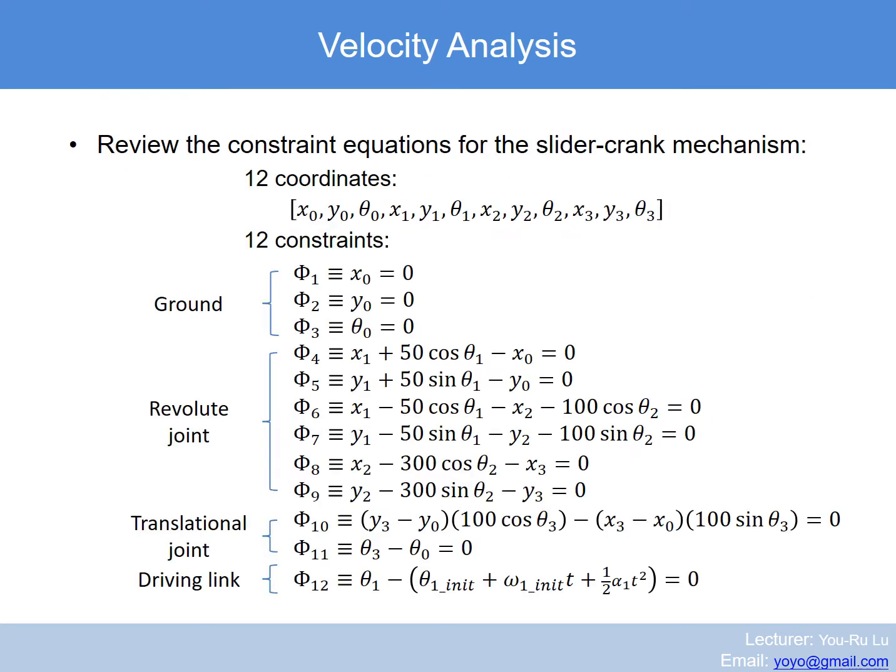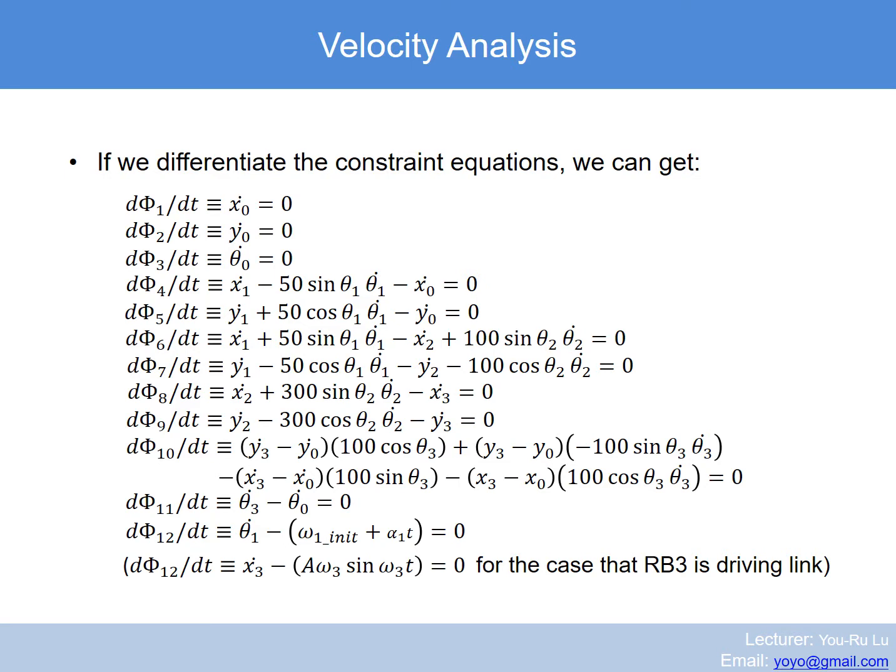Now let's review the constraint equations we derived in the last lecture. We have 12 constraints in total. 3 are from ground, 6 are from revolute joint, 2 are from translational joint, and 1 is from driving link. Since by kinematics, as mentioned in the previous lecture, we know that if we differentiate the displacement with respect to time, we can obtain velocity. So here we differentiate the constraint equations with respect to time. We can get 12 equations. By solving these equations, we can determine the 12 unknown velocities, which is our goal in velocity analysis.